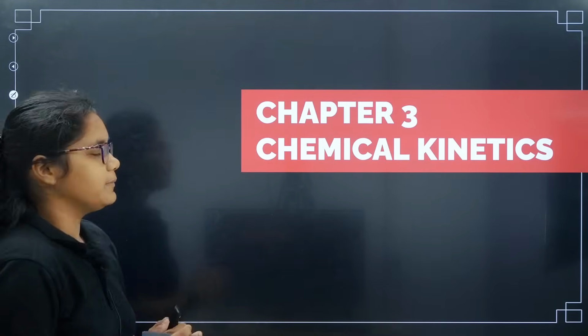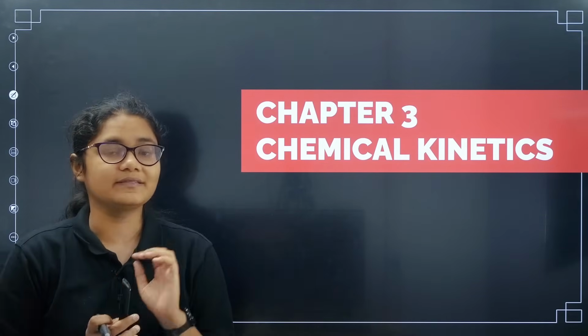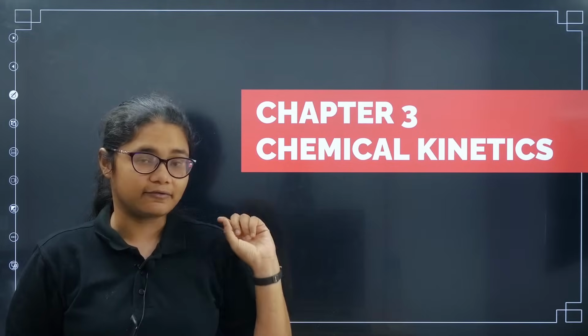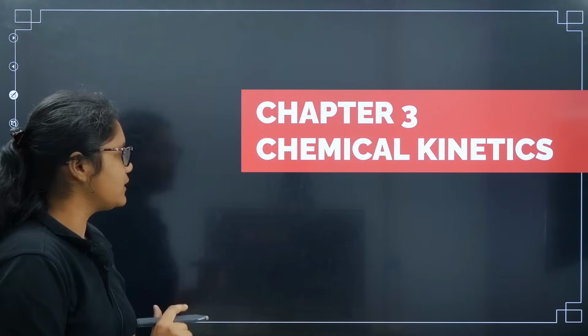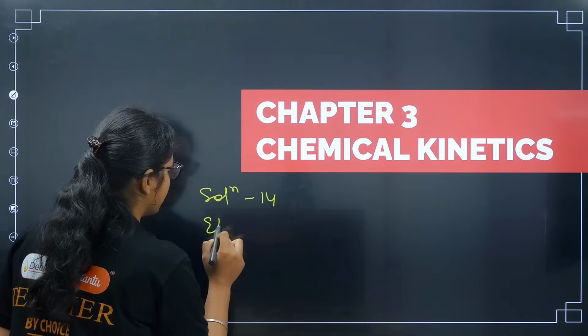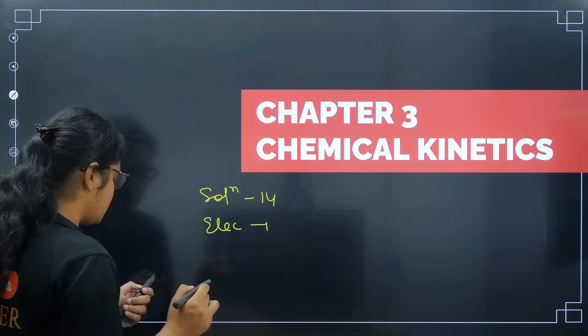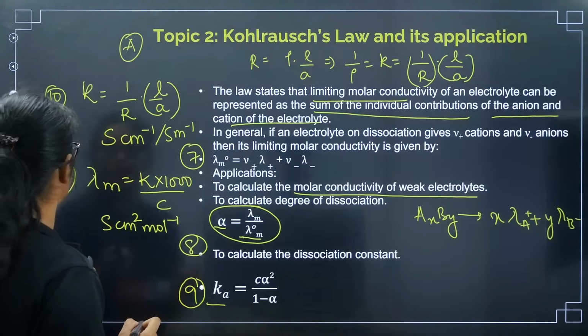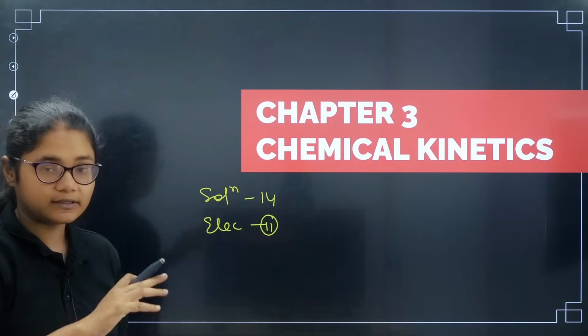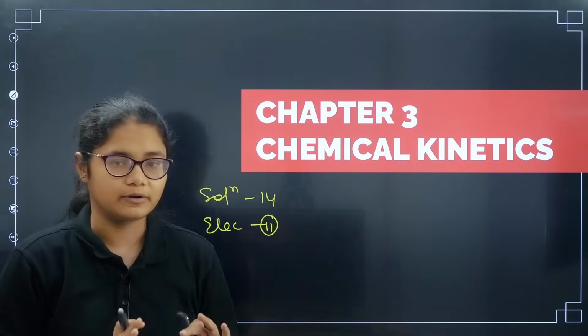Okay, now coming to the next, third important topic, that is chemical kinetics. So again I'm telling you, we are not discussing each and everything from the chapter, only the important topics where the questions are repeatedly asked. Those concepts we are revising in a detailed manner. Till now we have completed the solutions chapter, where we discussed 14 formulas. In electrochemistry we discussed around 11 formulas, right? Apart from this, you have to learn the theory parts which I have told you to remember.